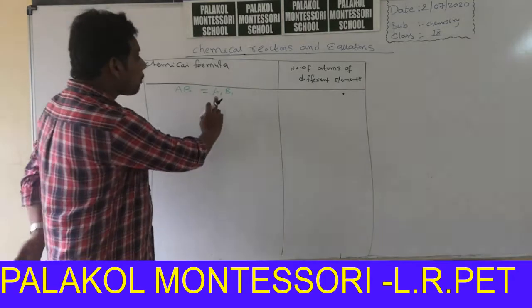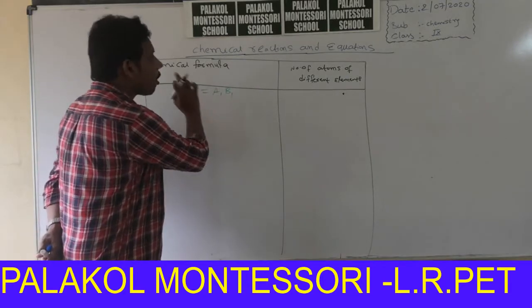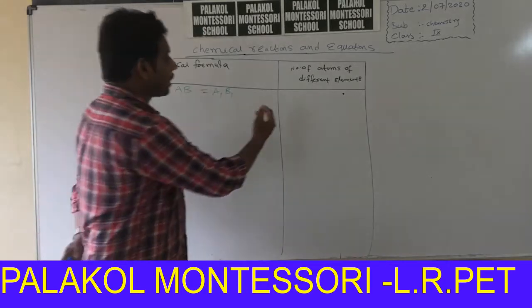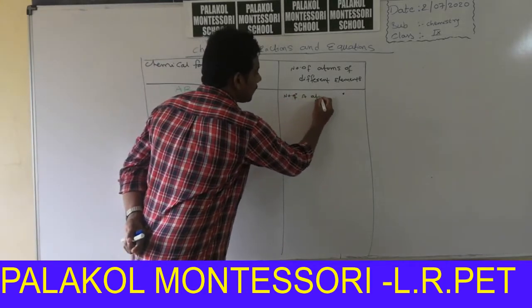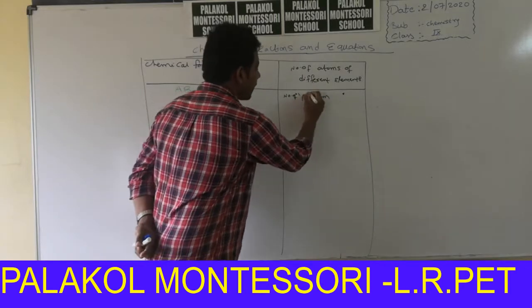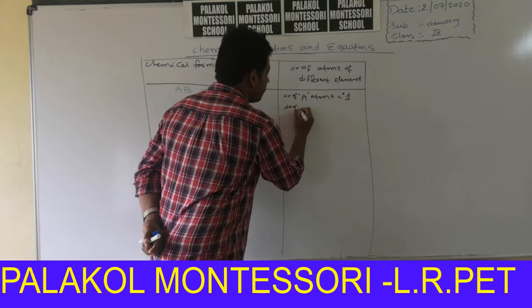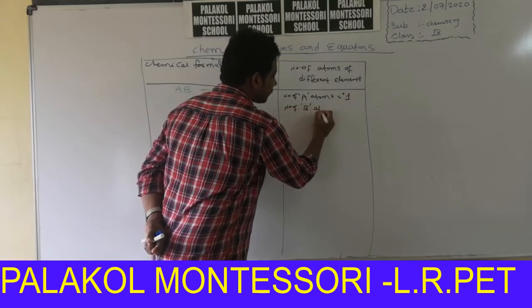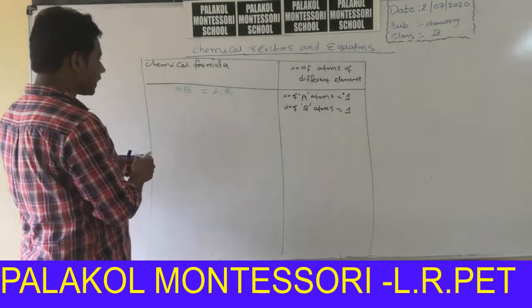Now tell me how many A atoms are there? That is nothing but the subscript of A. How many A atoms are there? 1. Number of A atoms equals 1. Number of B atoms equals 1. Okay, next, second example.